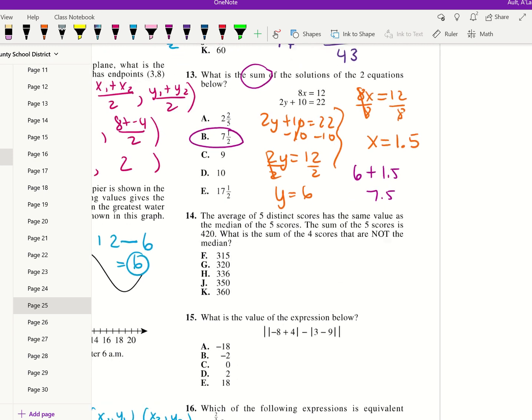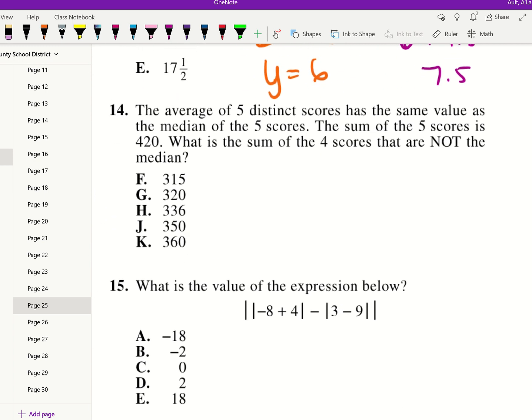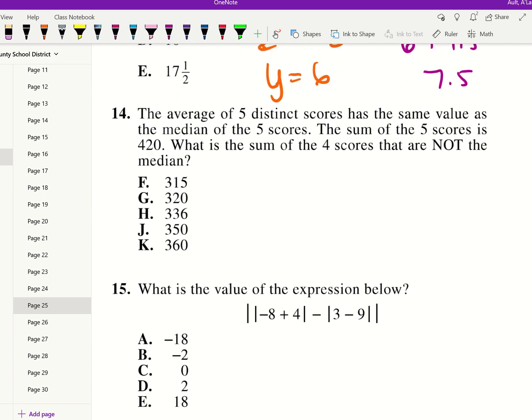Number 14. So we have 5 scores, and we don't actually know what exactly that average is. However, we know that whatever the average is, it is the same as the median. Now we can draw all sorts of conclusions about that, but I'm going to keep reading. I also want to bring your attention to the fact that there are 5 scores. They are distinct as well, which tells you that none of the scores are the same values. They're all different. Okay. The sum of the 5 scores is 420.